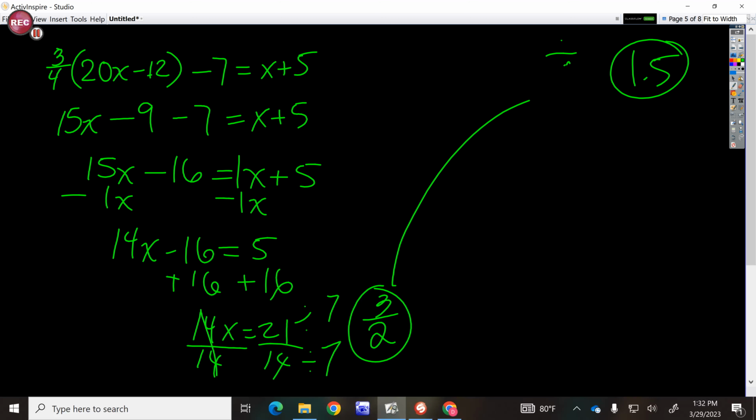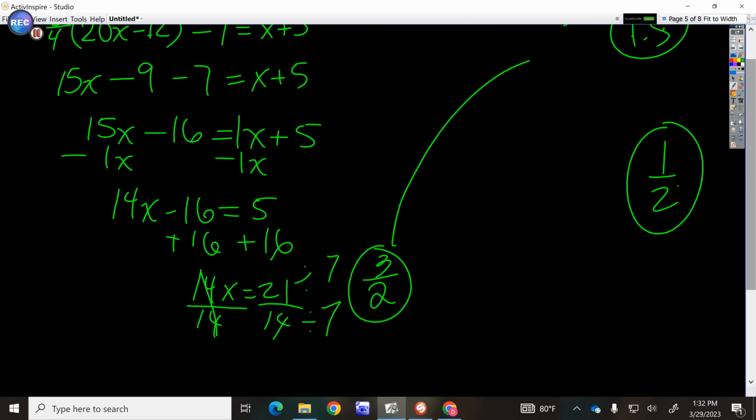So 1.5. Everybody that put 1.5 said, oh, perfect, that's the answer. How can 1.5 pizzas be the same as half a pizza? Very, very different answers. Oh, but it's close. No, it is completely wrong. You cannot do it that way. So keep that in mind. Improper fractions, as long as they're simplified, are no problem. I love them.